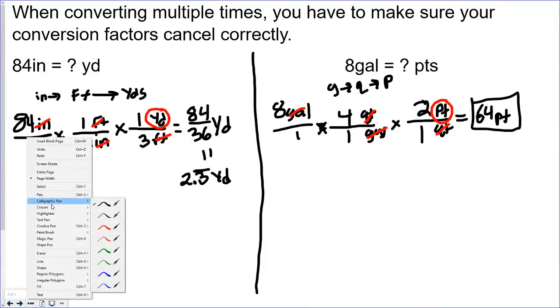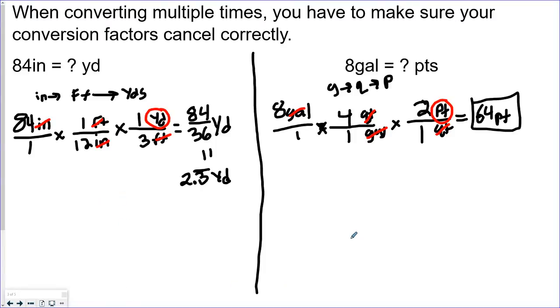So that's how you can kind of check yourself before you go through all your multiplication, is cancel out your labels and make sure you end up with the right label at the very end. If you end up with something else, or if you don't cancel out all your labels completely, that means you probably missed a conversion factor somewhere along the routine there.